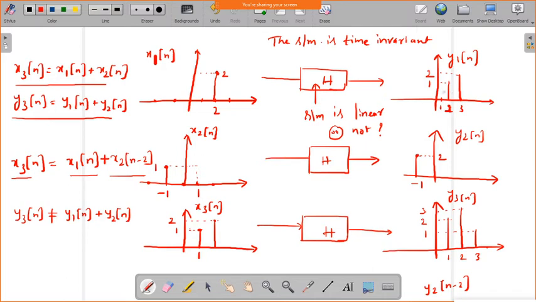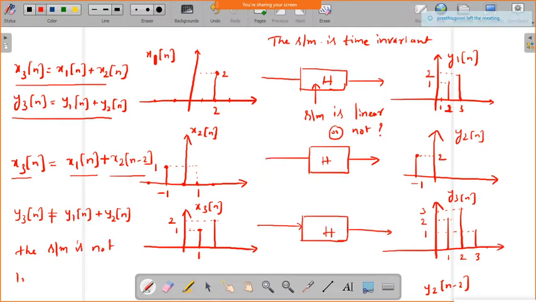So you can see here, is it possible? It is not possible, because at 3 you will have the amplitude value 1. Here the amplitude value 1 is there, but if you shift the signal, both will get shifted. So you cannot express this in terms of the shifted version. So that's why y3 of n is not equal to y1 of n plus y2 of n. So what we can decide is the system is not linear.